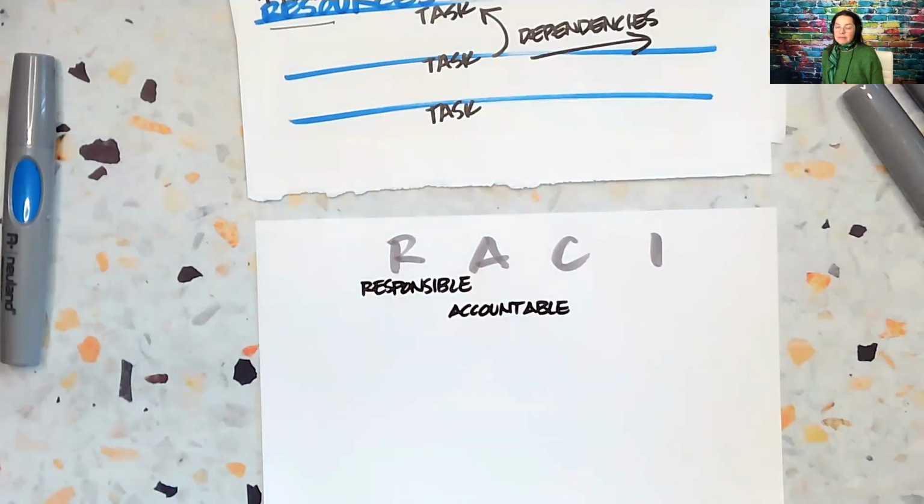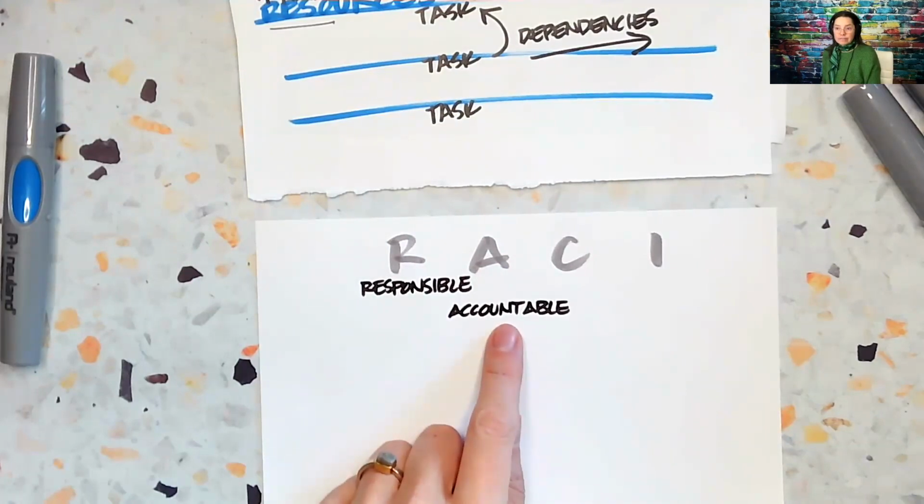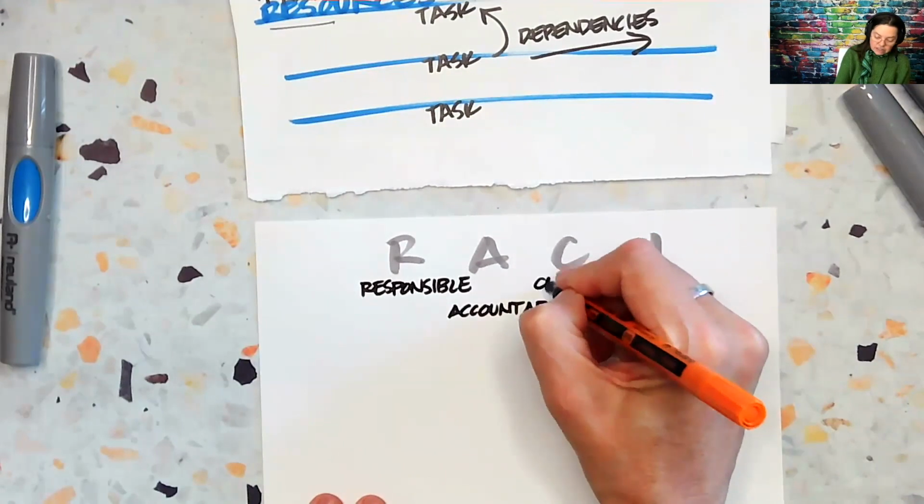Your boss might be the one that is accountable for it. Well, I would say no. Your boss might be the one that's responsible for a task happening, maybe to show their boss, but the person that they need to hold accountable to get the actual task done might be a totally different person. Who needs to be consulted?